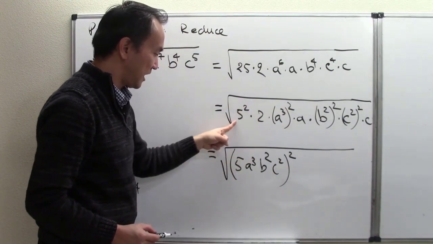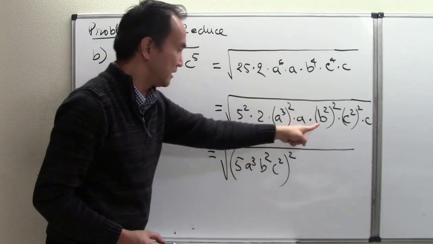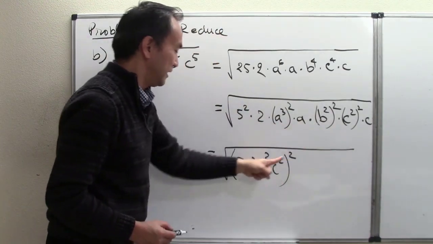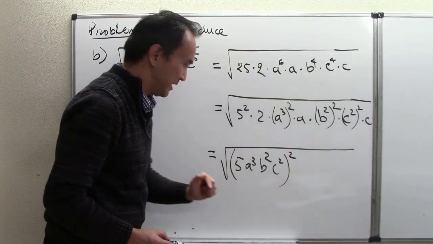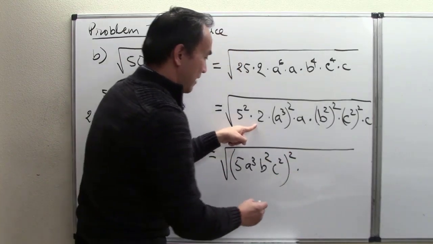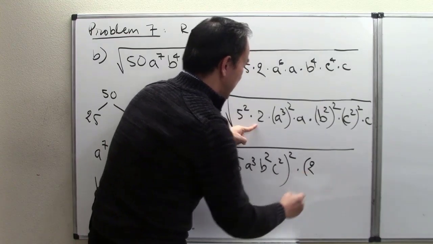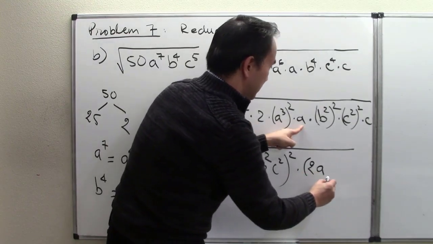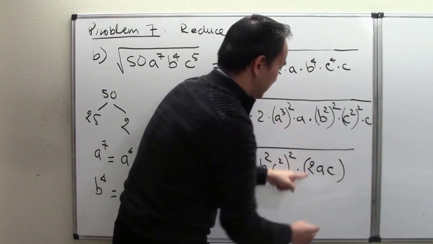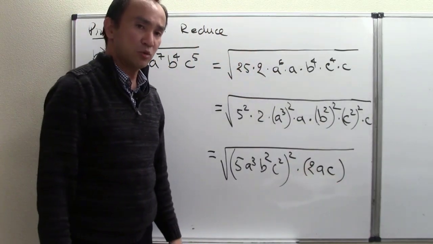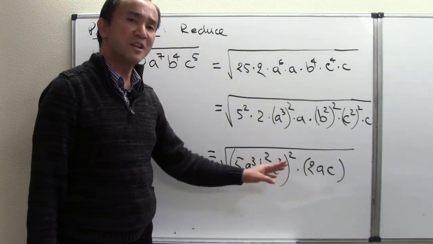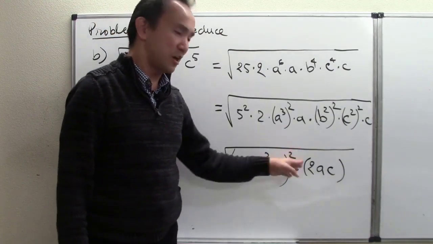That's how I got the 5, and then a cubed, and then b squared, and then c squared. And all of that entire factor, that entire product, is a perfect square. And now the non-perfect square is grouped together: 2a times c right there. This is the group of the product that's a non-perfect square. And so now the product property will kick in right here and start being applied.